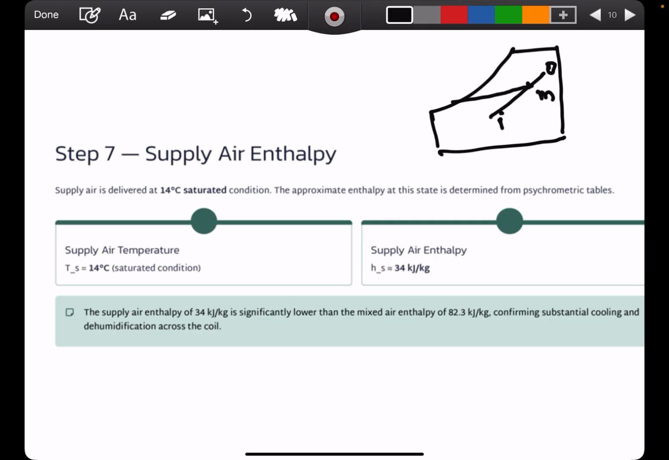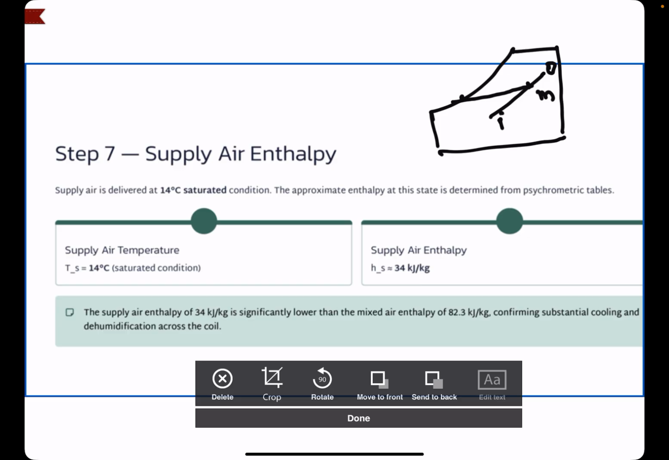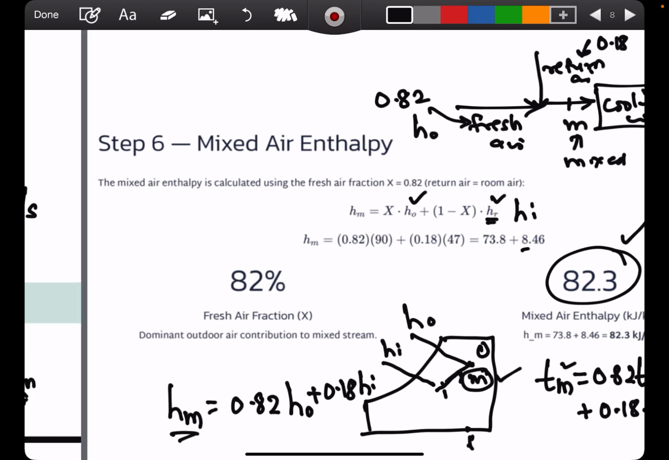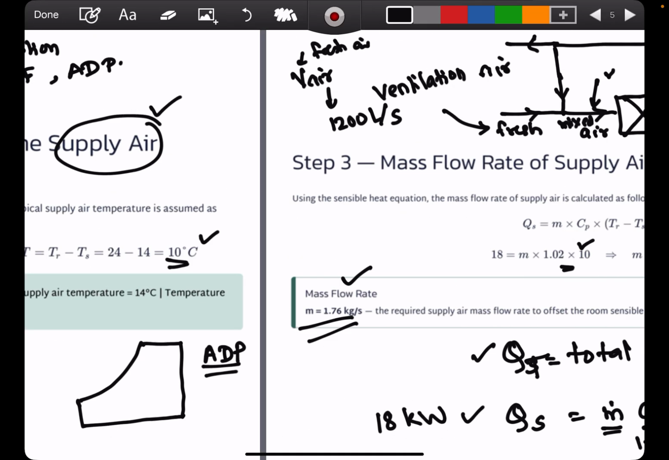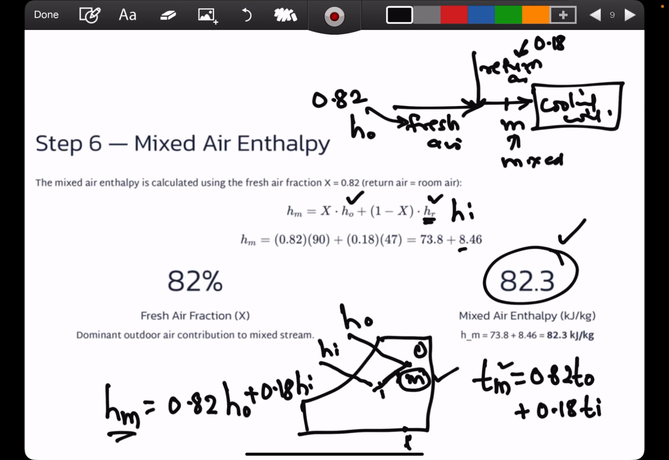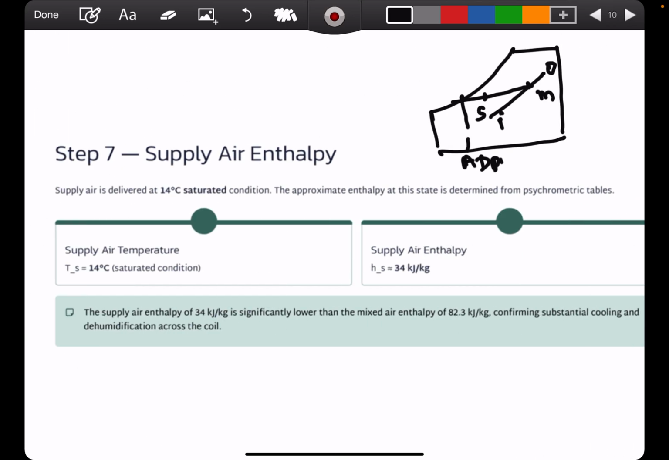Okay, so from this conditioning line, this is your ADP. And this is your supply condition. So for the supply condition, you want the enthalpy, right? For finding this enthalpy, we have taken the supply air temperature as 14 degrees centigrade.